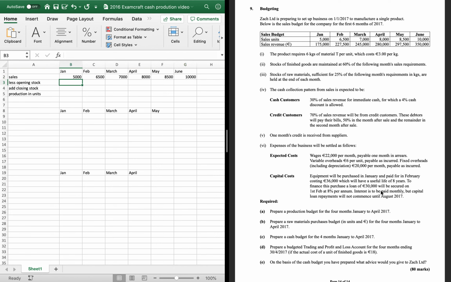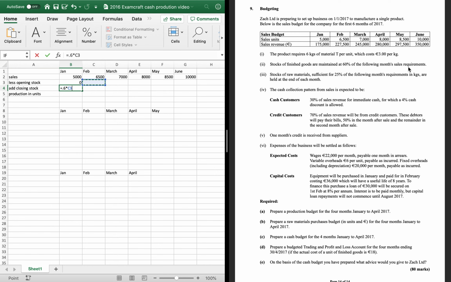Now, our opening stock. Just be aware that Zach Limited is preparing to set up a new business, so it doesn't have the business, so he has no opening stock. So then, what does it tell us about closing stock? Well, the first number one, the product requires 6 kilos of material T, which costs €3 per kg. That's nothing to do with closing stock of finished goods. Number two, stock of finished goods are 60% of the following month's sales requirements. So we're always going to keep 60% of what we expect to sell the next month. So our closing stock, therefore, is 60% of the next month's sales.